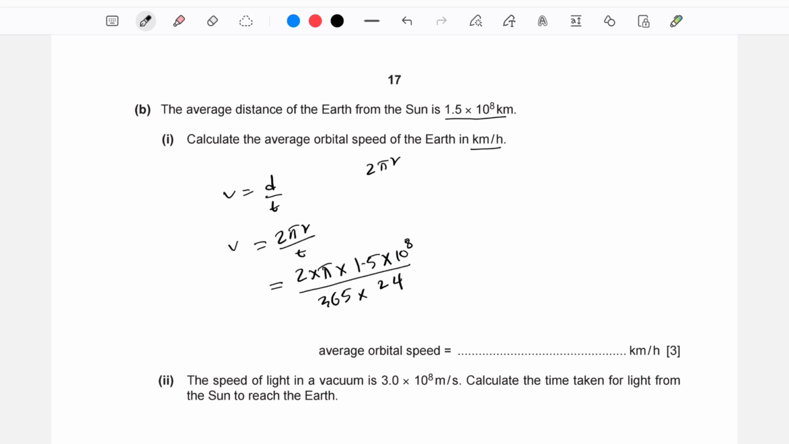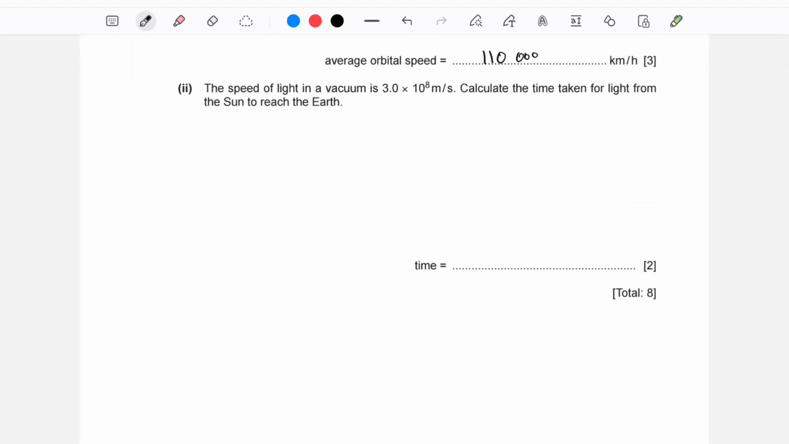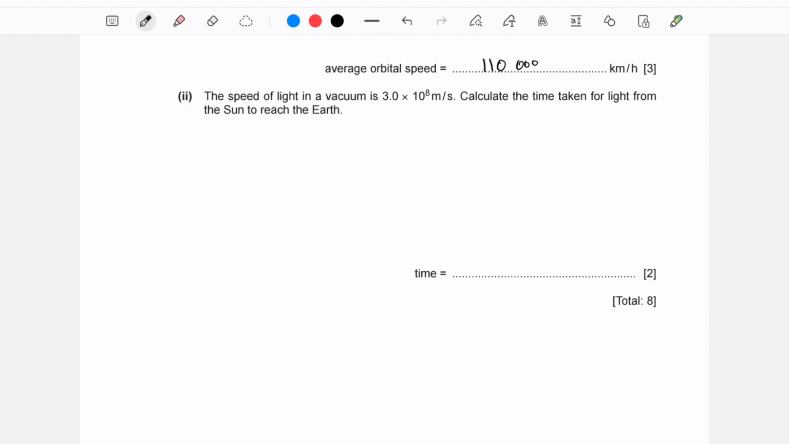This gives us the speed in kilometers per hour. The speed of light in vacuum is 3 times 10 to the power 8 meters per second. Calculate the time taken for light from the Sun to reach the Earth. We can use speed is equal to distance over time. We know the distance. That gives us 500 seconds.